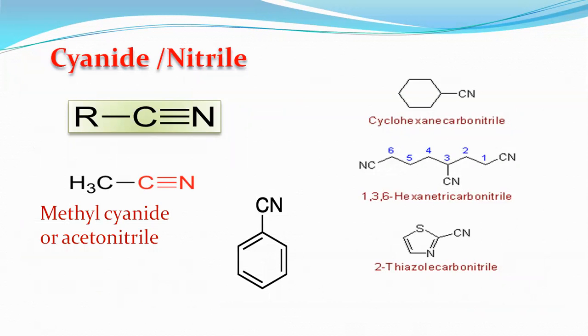Cyanides are also called nitriles. The general formula is RC triple bond N, where CN is the functional group. Example: methyl cyanide, CH3C triple bond N, also called acetonitrile. ArCN is an example of an aromatic cyanide, cyanobenzene. This one is cyclohexane carbonitrile, where the ring is a cyclohexane ring, a saturated ring, with the CN. So these are examples of cyanides, which contain the functional group C triple bond N.